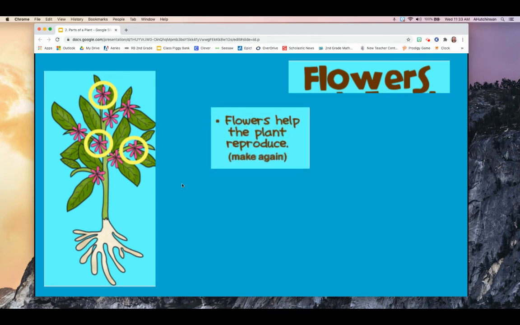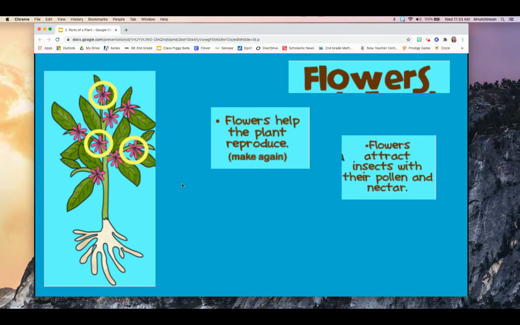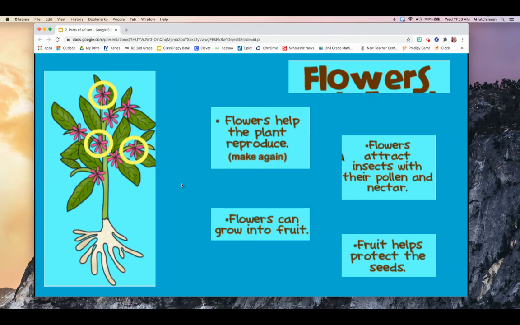Flowers help the plant reproduce or to make new plants. Flowers attract insects with their pollen and nectar. We're going to talk more about flowers and pollen and nectar in our next lesson. Flowers can grow into fruit. They don't always, but they definitely can. And that fruit helps protect the seeds inside. So those are the 5 main parts of the plant that we need to know.